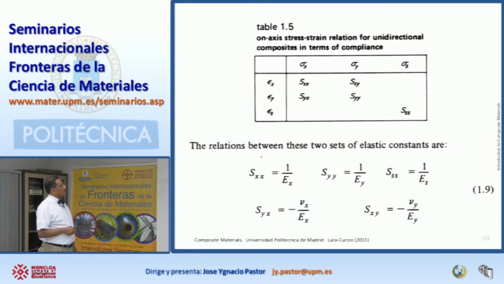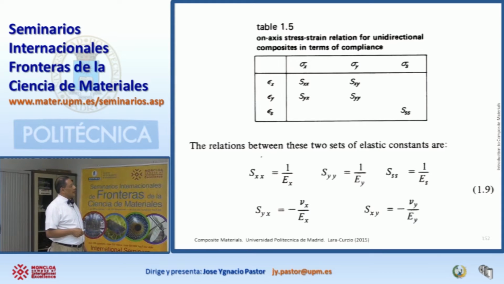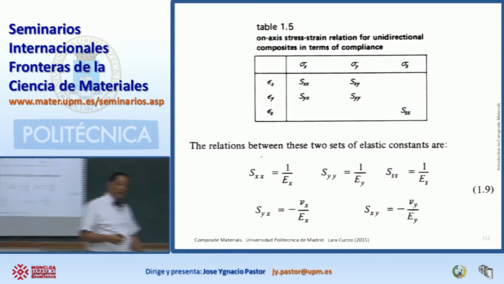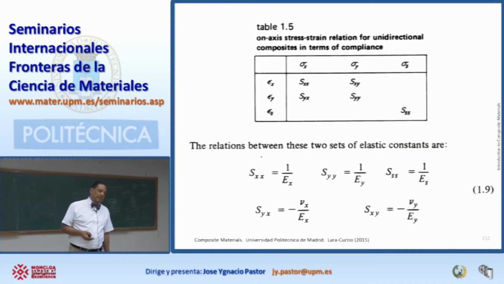And this is the definition. So you know that you are talking about compliance because it's going to be the inverse of the stiffness. And the stiffness is connected to Young's modulus. So something that is very stiff, for example, steel is very stiff. Plastics are very compliant. Cement is very stiff. Paper is compliant. OK?